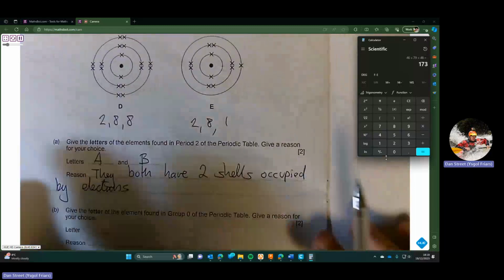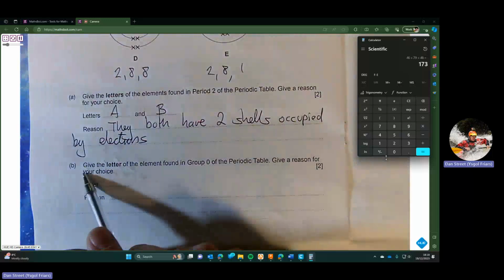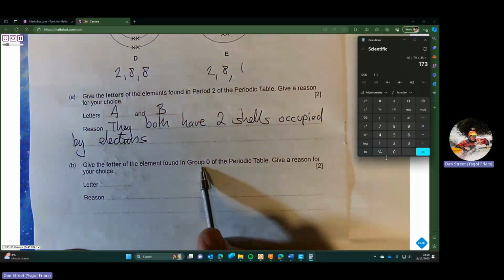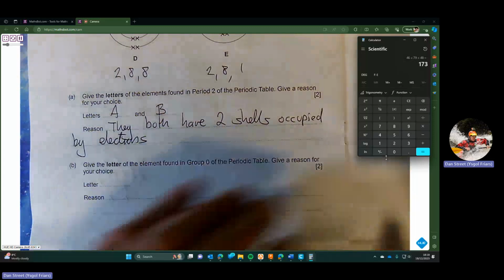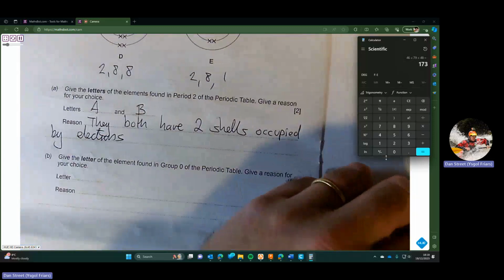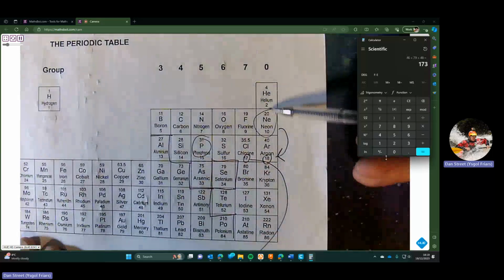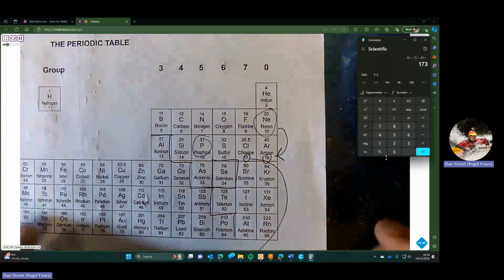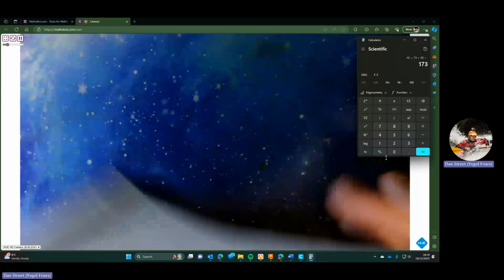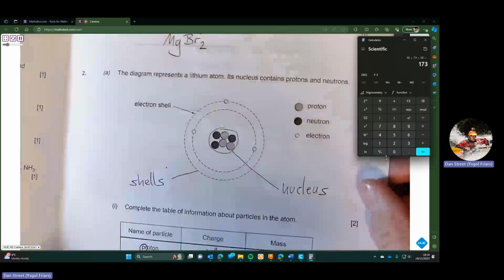And then the final question on this page here: give the letter of the element found in group 0 of the periodic table, give a reason for your choice. Now, group 0 is a special case, all the members of group 0 have a full outer shell. Group 0 is at the end of the periodic table, so they all have a full outer shell. So we're looking for an element that's got a full outer shell.